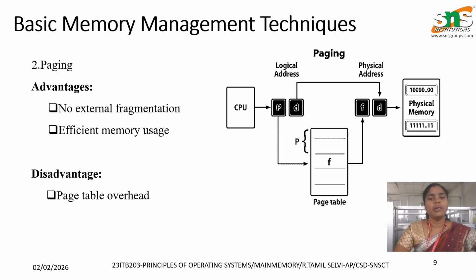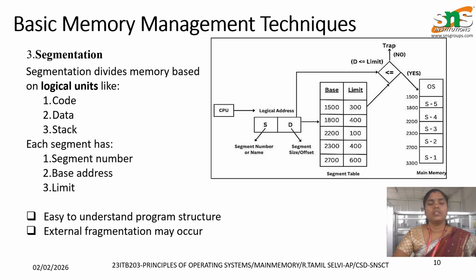So the second memory management technique is paging. Paging divides the logical memory into pages and physical memory into frames. Each page is mapped to a frame using a page table. The third technique is segmentation. Segmentation divides the memory based on logical units like code, data, and stack. Each segment has a segment number, base address, and limit. Each segment represents a different portion of your program or process.